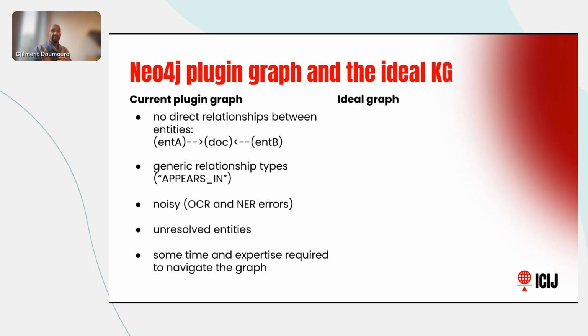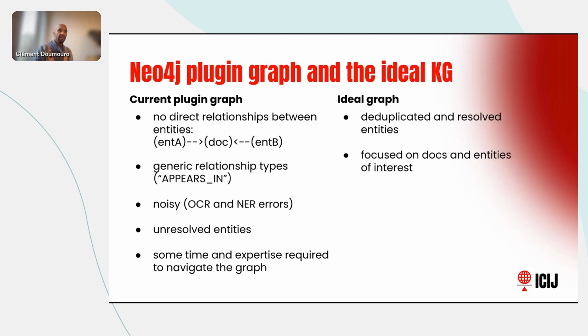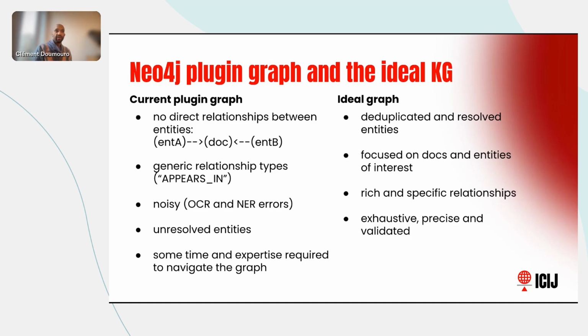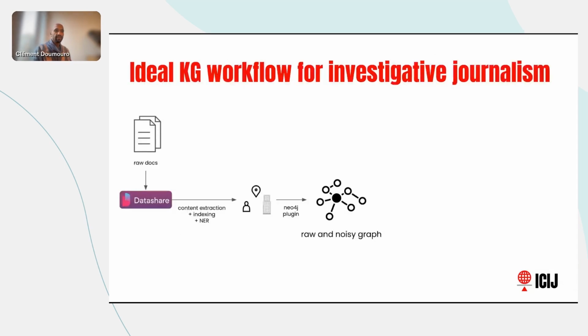So ideally, we would like the plugin graph to be a bit more like the offshore leak database graph, meaning that it should feature deduplicated and resolved entities, it should only focus on the small subset of documents and entities of interest. We also expect the graph to feature rich and specific relationships. And we would like the graph to be precise, validated, and exhaustive. So basically, this is where we currently are, with our raw and noisy graph, and I'll explain where we'd like to go.